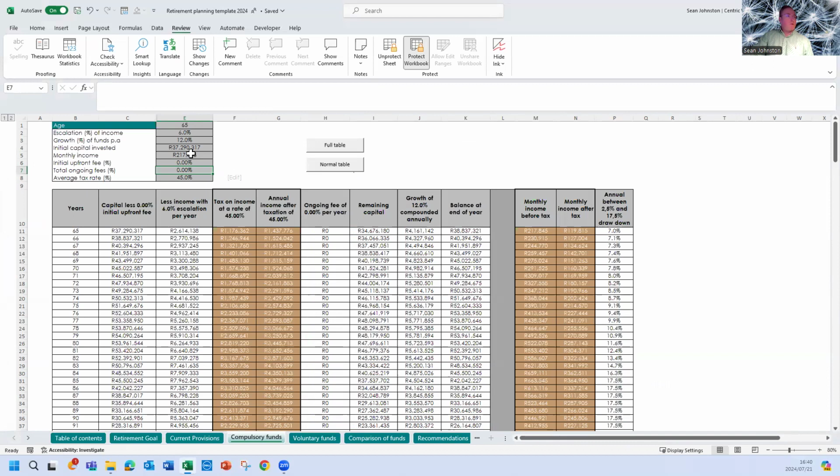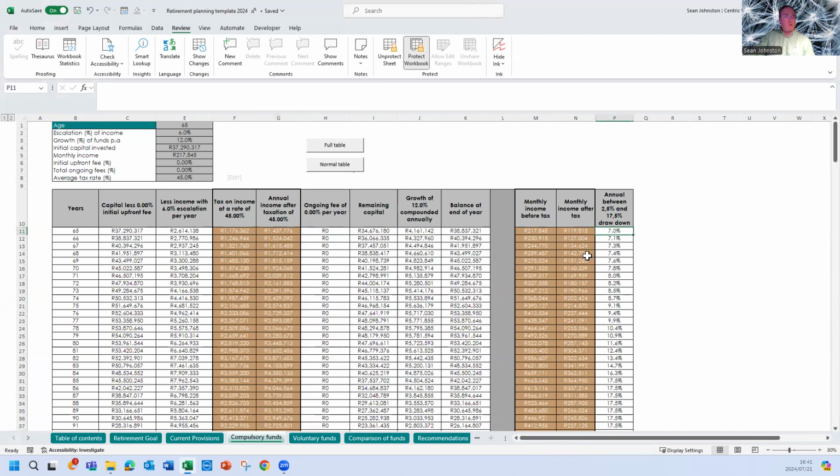So it's going to be drawing 217,000, which times by 12 is 2.6 million. The starting amount is 37.2 million. If you add these two together, there's your 216, which means that this is the amount of tax he's paying. This is the amount he's getting after tax. And if you divide that by 12, it's the 2 months over here. Here's the remaining capital after deducting the income and getting the 12% compound return. That's the fund balance at the end of the year, which goes into the next, which is age 66.